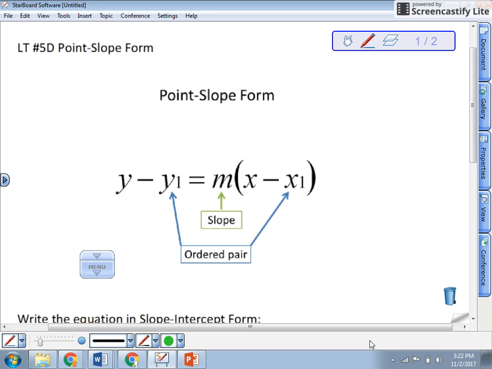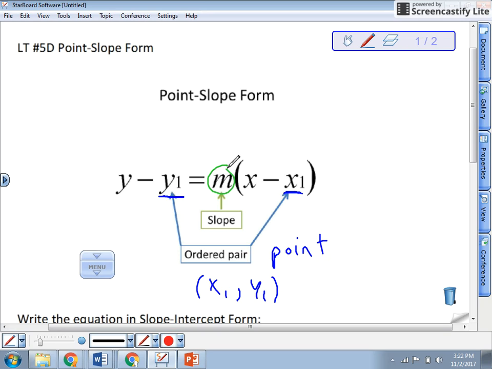So here's our ordered pair. That's our point. And in this case, our point that we'd be using would be x1 comma y1. So it's y minus y1, or it's the opposite of y1. Since this was positive, it's a minus. And then here is our x1 here. So y minus y1 equals the slope, there's our m, times this parentheses x minus x1, or the opposite of x1. So if we have a point and a slope, we put it in point slope form.